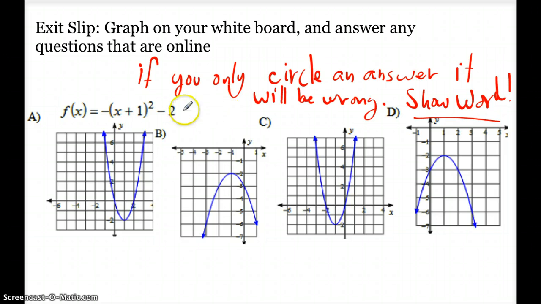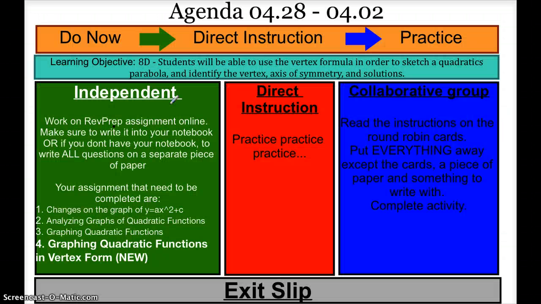So if you look at these, all of these have different axes of symmetries. This one is a positive 1, this one's a negative 1. This one is also a negative 1, but it's facing up and not down. This one's also a positive 1, it's facing down, not up. So there is a way to quickly distinguish if you understand your A values, your H and K values, facing up or down. Okay. All right.